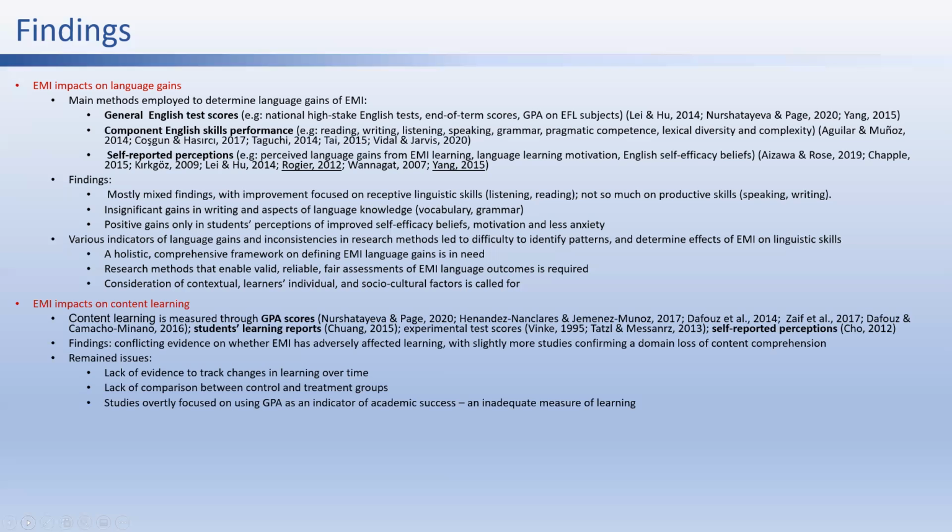Content learning, from the results, is usually measured through GPA scores, student learning reports, experimental test scores, and also self-reported perceptions. The findings show conflicting evidence on whether EMI has adversely affected learning, with slightly more studies confirming a loss of content comprehension. So there are remaining issues with the EMI studies on content learning as well.